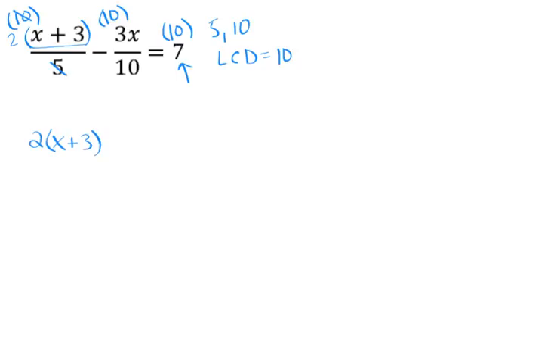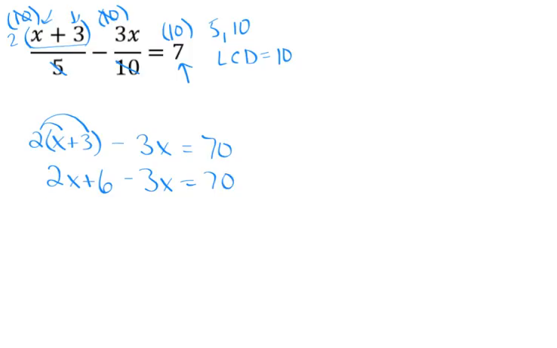You could probably distribute as you wrote that next step, but I wanted to show you all the steps really carefully. 10 and 10 are gone, so there's only 3x left, equals, and then 10 times 7 is 70. So here is where I was talking about I have to distribute, so 2x plus 6. So I'm really multiplying the 2 times both things up here. Then minus 3x equals 70.